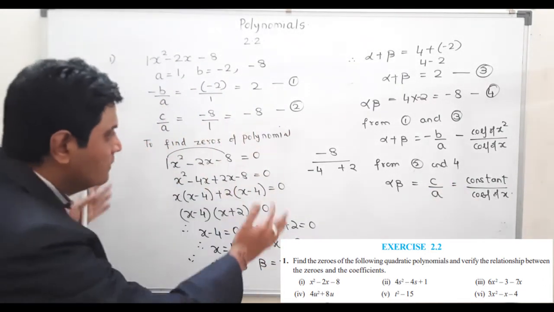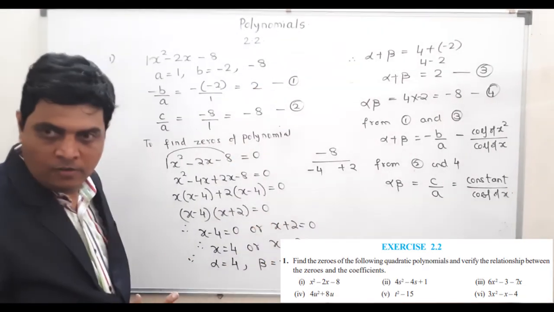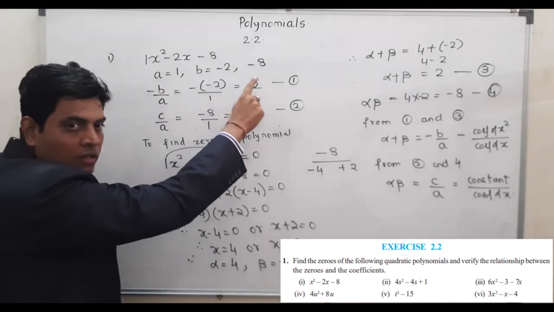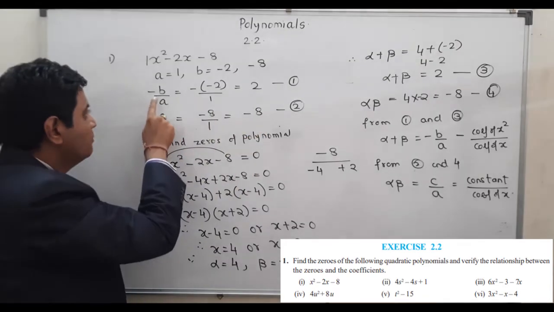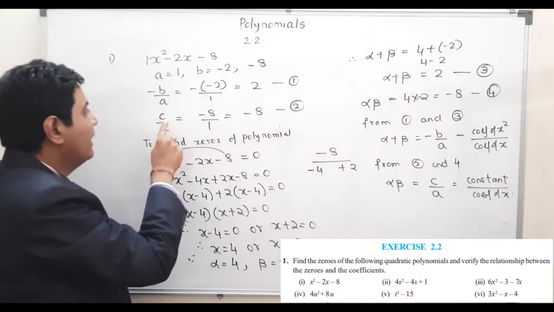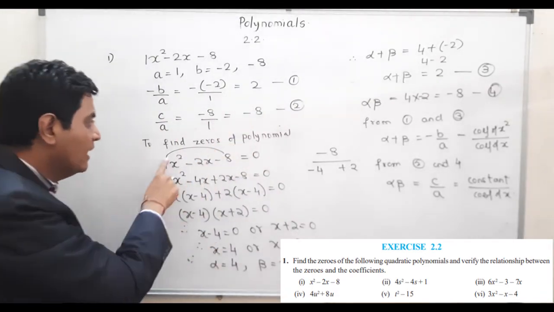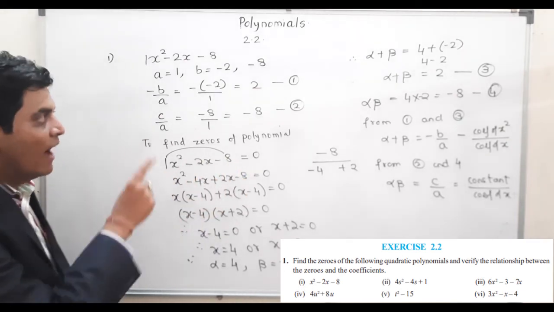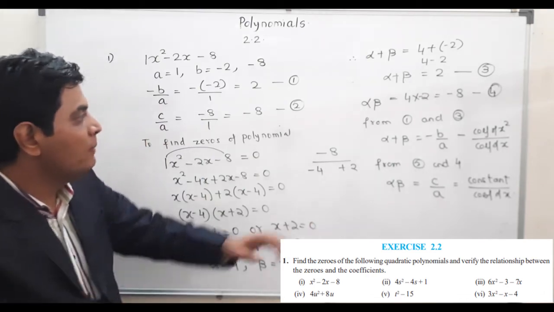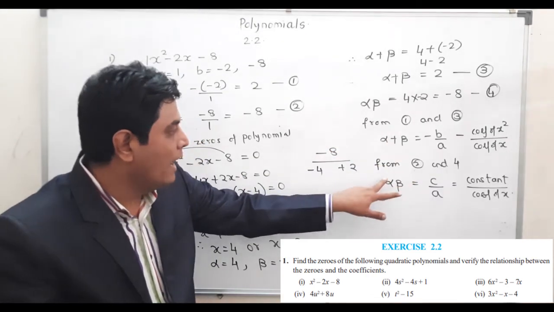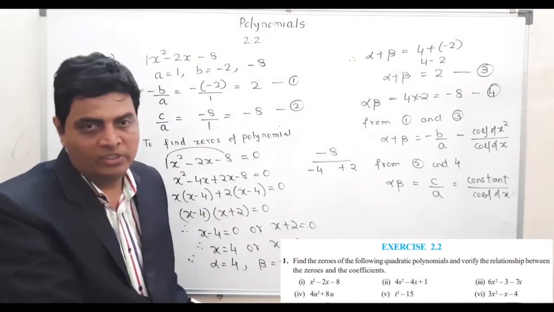To solve this sum, we are going to follow this same flow. First you write the polynomial, write the values of a, b and c, write the minus b upon a value, write the c upon a value, name them as 1 and 2, find the zeros of the polynomial, find the values of alpha plus beta and alpha into beta. Then alpha plus beta is minus b upon a and alpha into beta is c upon a. We will verify with the help of the equations.